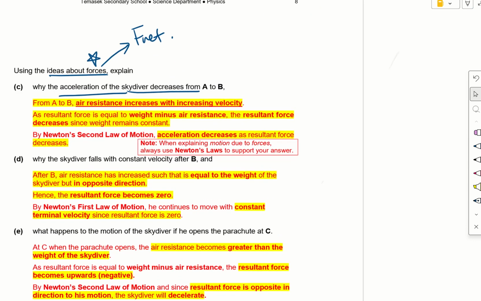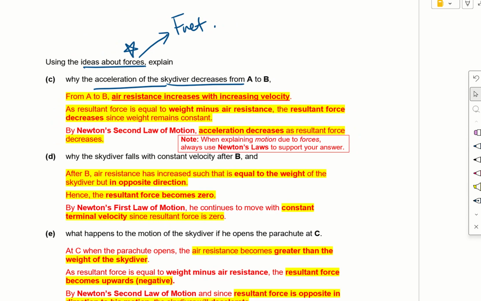So why does the acceleration decrease from A to B? Because when he's falling, initially there's no air resistance, but as he falls and his velocity increases, and he reaches nearer to the ground, there will be more air, and hence more air resistance. So this statement is very important: air resistance increases with increasing velocity.